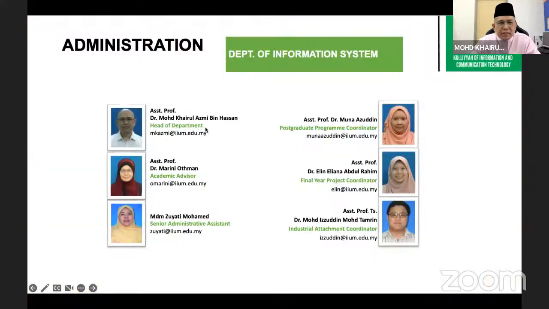This is the Department of Information System, led by myself. On the left side, we have Dr. Marini Osman as an academic advisor for our BIT program. Students who have a problem normally come to Dr. Marini to get advice and resolve academic issues. We also have Madam Zuyati as a senior administrative assistant in the department. On the right side, we have Dr. Muna, our postgraduate program coordinator. For your information, we have one program under the PG program, which is MITEC, Master in Information Technology. But most of you will meet them maybe after 2 or 3 years, because this is towards the end of your study.